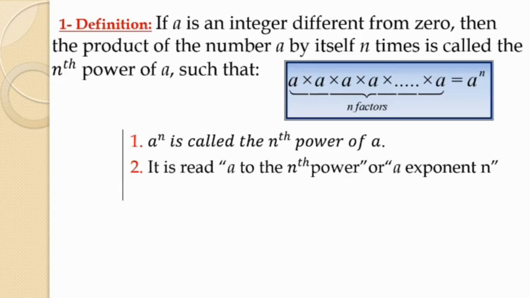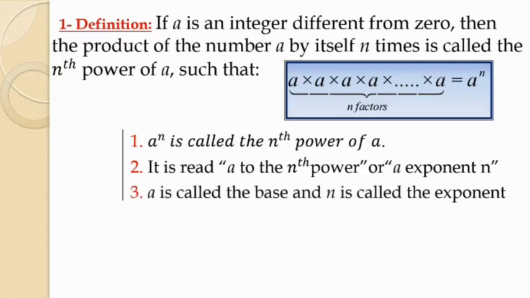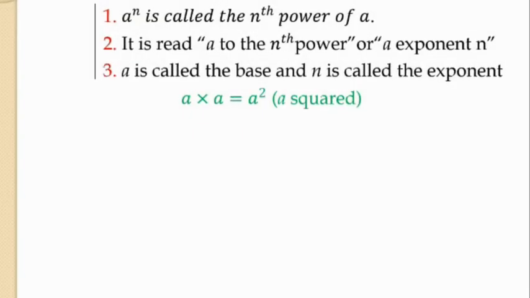It's read a to the nth power, or a exponent n. A is the base, it's the number multiplied by itself, and n is called the exponent. It's how many times I multiplied the base by itself. Again, a times a, it will be a to the 2 or a to the power 2. Since the power is 2, it's called a squared.